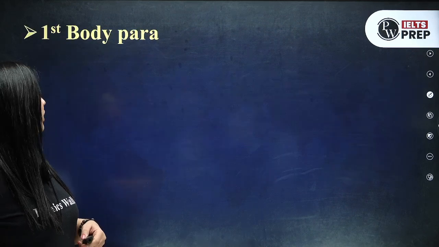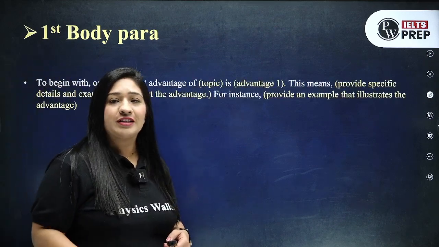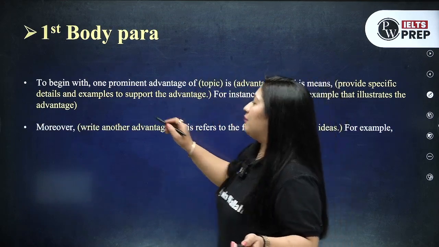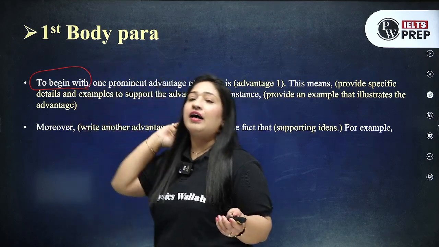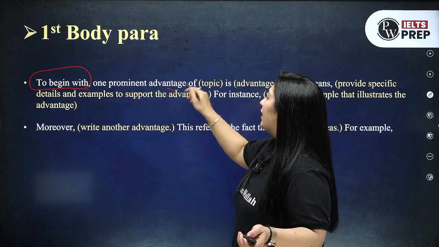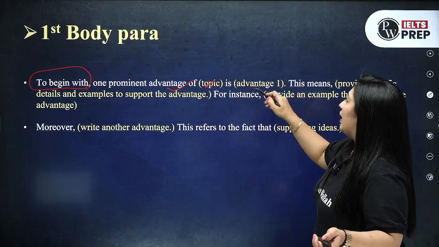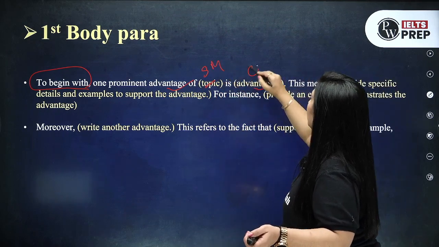So here the body paragraph 1, right? Of course, the body paragraph 1 will talk about the very first advantage, as I've told you that we have to divide. So to begin with, I'm using this again, the opener, or I will say the word that can start my essay or a paragraph. To begin with, one prominent advantage of, now what is the topic? I'm going to write down the social media advantage number 1 here.